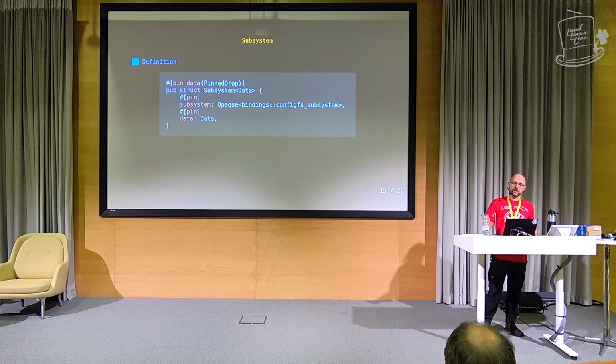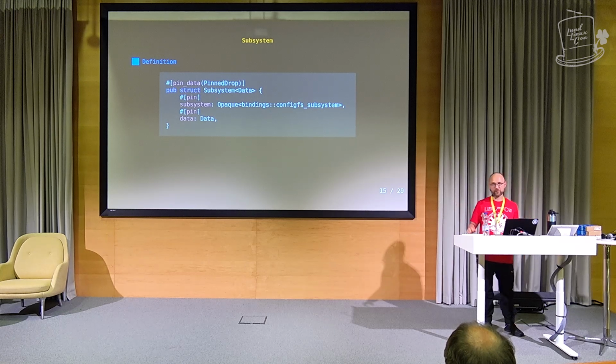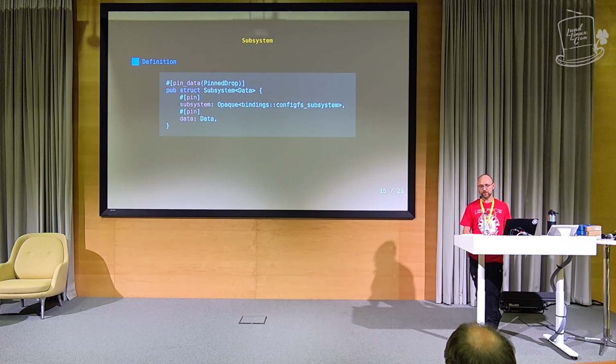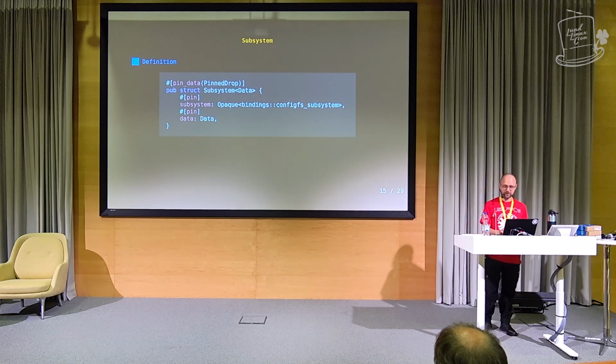Okay, so first we define the subsystem structure for Rust. Now this is a namespace inside Configfs, kernel Configfs, so it will not be like a random subsystem, but a Configfs subsystem. And inside that we have our C thing here, Configfs subsystem.